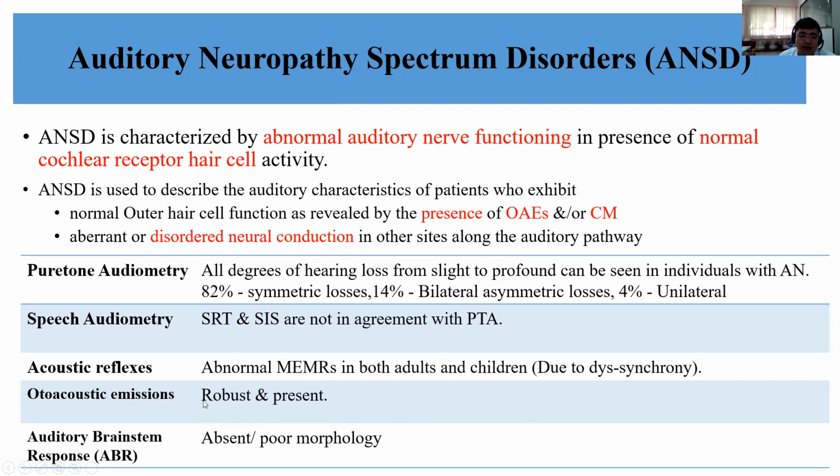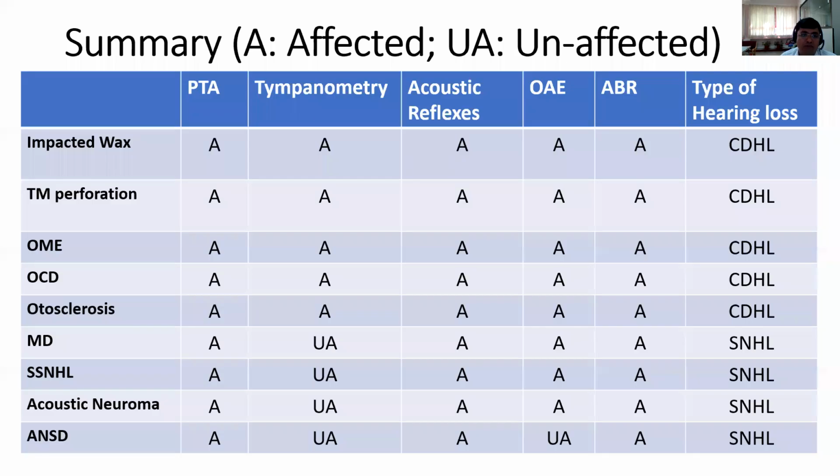So when we do audiological assessment in these cases, we come up with either normal hearing or up to severe to profound hearing loss, maybe unilateral, maybe bilateral. Most often it is bilateral and symmetrical loss. And SRT and SRS don't correlate with the pure tone average. Even acoustic reflexes will be absent in these cases because of dyssynchrony. However, otoacoustic emission is robust and present, but there is a poor morphology of ABR or it may be absent.